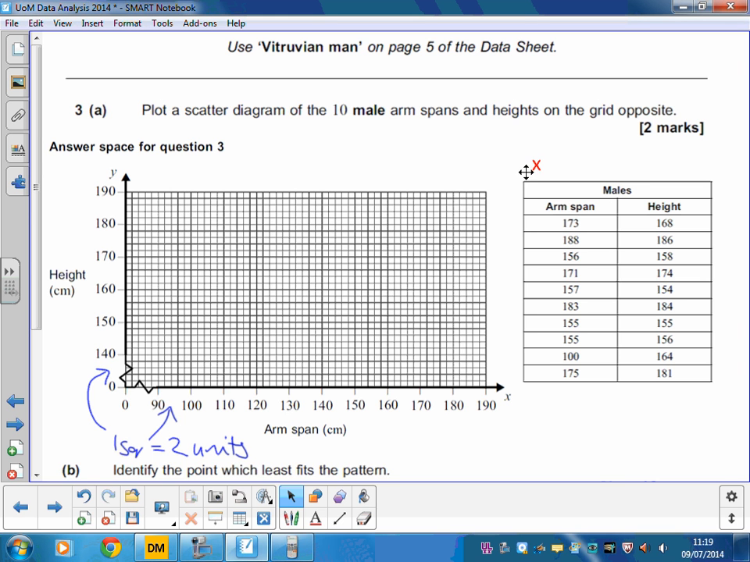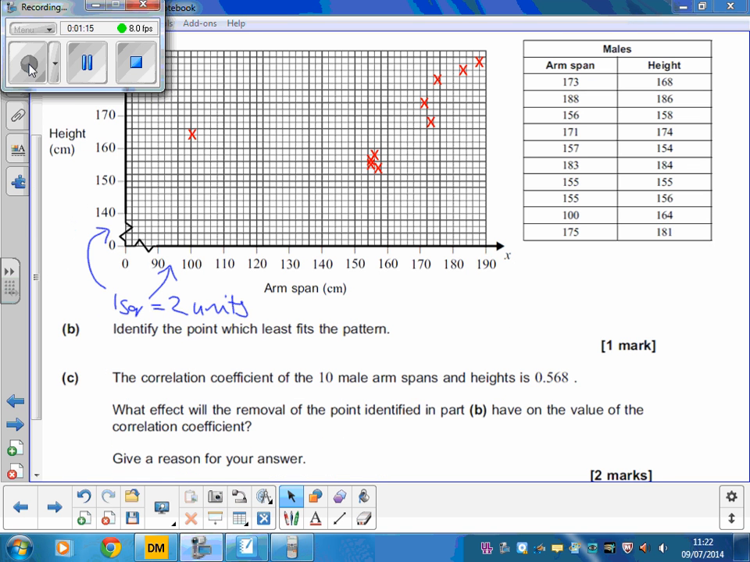So the first one, 173 on arm span and 168 on height. So 173 and then up to 168 on the height, and I've got my point. And I'm going to carry on doing that until I've done all 10. So now I've got all the points plotted, we can move on to part B.